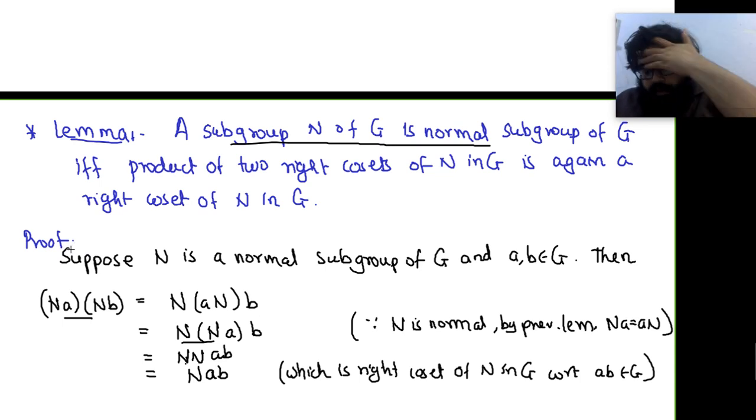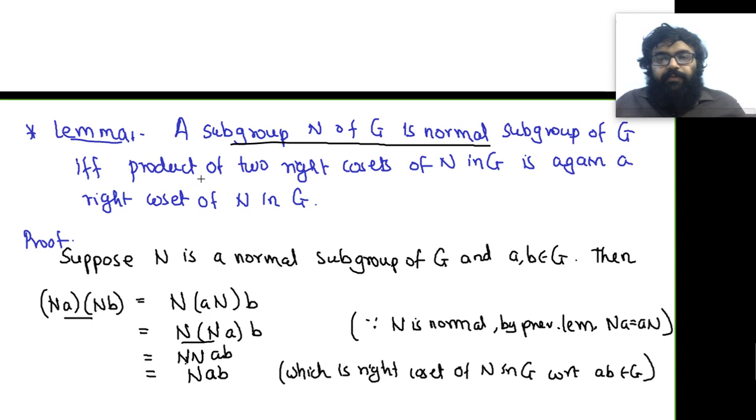So what have we proved? Half of this we have proved. If N is a normal subgroup of G, then the product of two right cosets: take two elements A and B in G, and take right cosets NA and NB. Because N is normal, AN equals NA, and NN is N again, so that is NAB. So the product of two right cosets NA and NB is again a right coset, which is nothing but NAB.